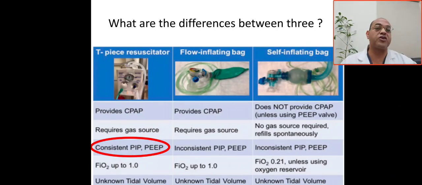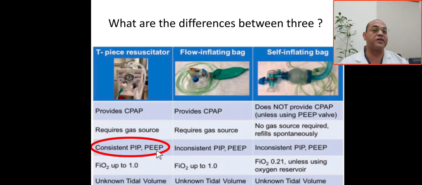This is the first differential point. The second differential point regarding the requirement for a gas source: all require a gas source except the self-inflating bag. No gas source is required because it will refill spontaneously. The third differential point, and this is the most important differential point.